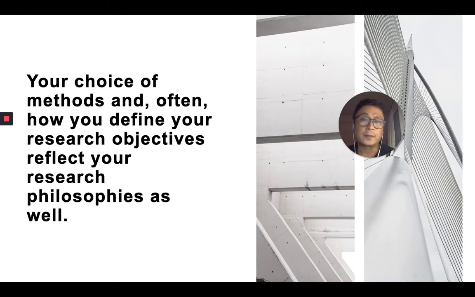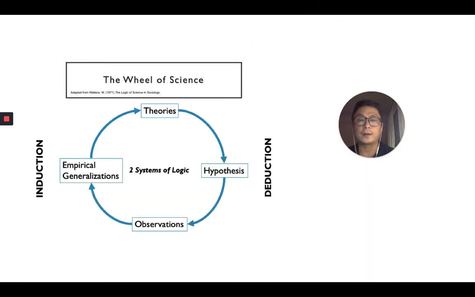Okay, so we learned that your choice of methods, and often how you define your research methods, reflect your research philosophies as well. Okay, and then we introduced you to the wheel of science, wherein there are two main systems of logic when we talk about scientific research. So we have deduction, wherein you start with a general theory and then you try to find out: does this theory apply to specific observations? And then induction is the reverse. You start with individual observations and then you try to look for patterns or generalized patterns from those observations. And then based on those generalizations, you propose a theory for how things work.